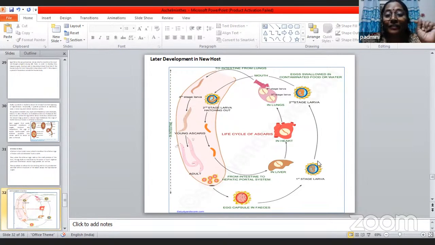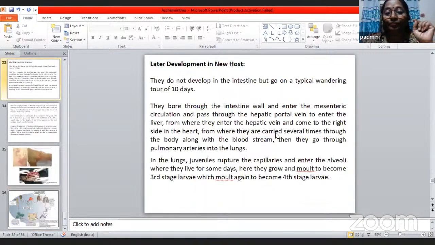Was I clear with this development? Any doubt over here with the developmental stages? Any doubt, you can just raise your hands. Otherwise, if you have understood, well and good. I'm going to the next slide.